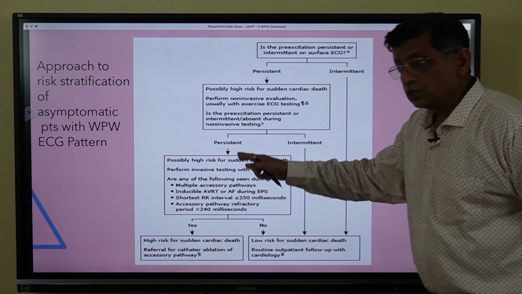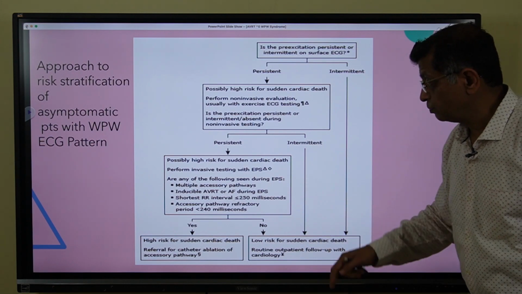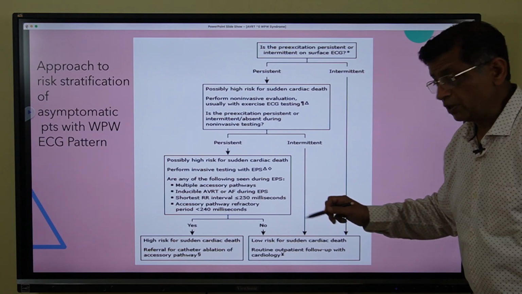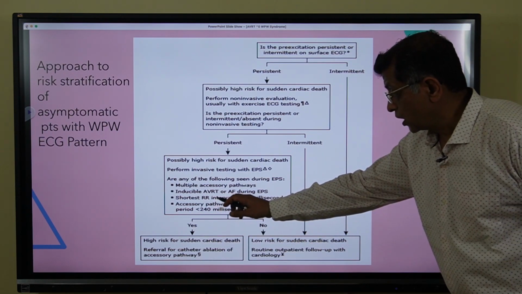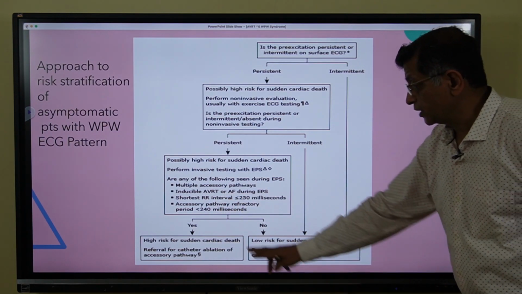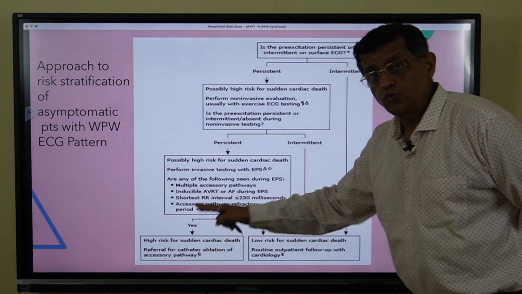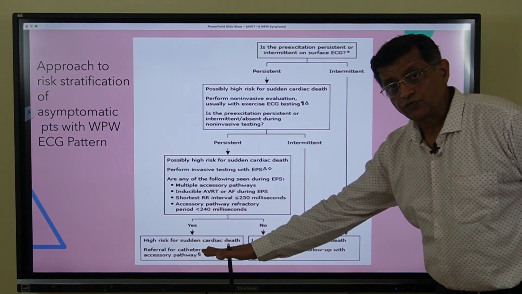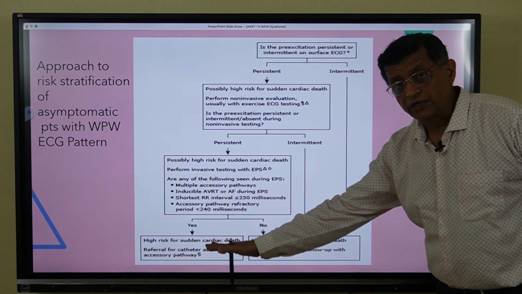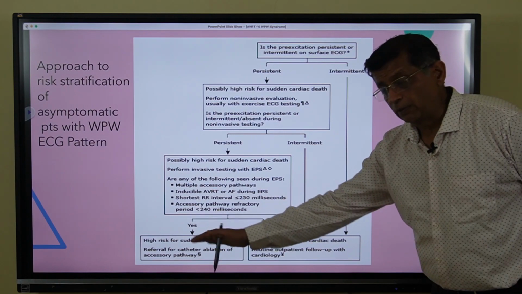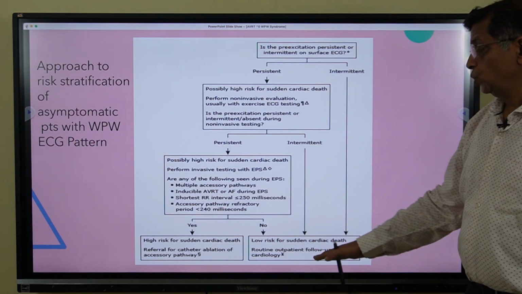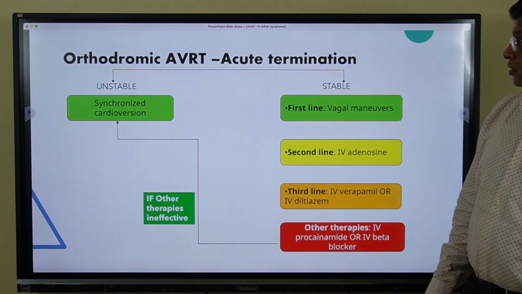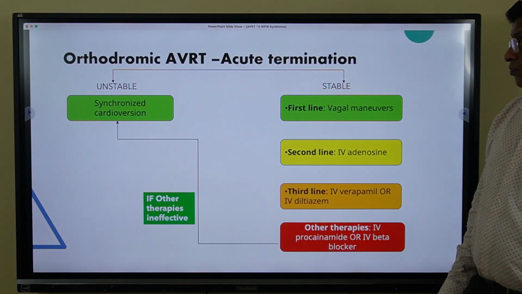So if it is persistent, perform EPS, and the red flags during EPS are multiple accessory pathways, inducible AVRT or AF during EPS, shortest RR interval less than 250 milliseconds, and accessory pathway refractory period less than 240 milliseconds. If the answer is yes, then the patient is high risk for sudden cardiac death, and you go ahead with ablation of the tracts. If the answer is no, then you can continue in medical management or routine cardiology follow-up.